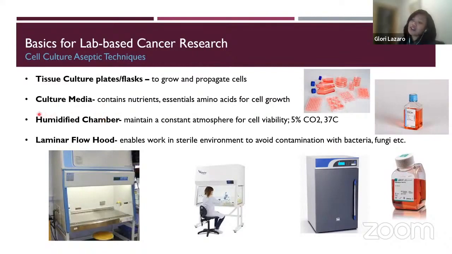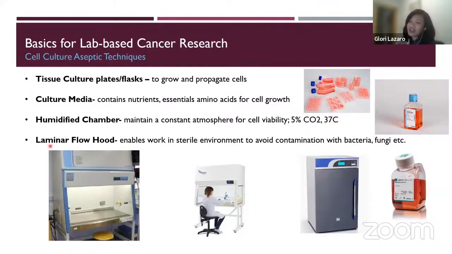Then you also need humidified chambers, because you can't just leave the cells on a desk. They will just die because it's going to be cold and things like that. So this is a humidified chamber. It will maintain a constant atmosphere for the cells: 5% CO2 and 37 degrees Celsius.